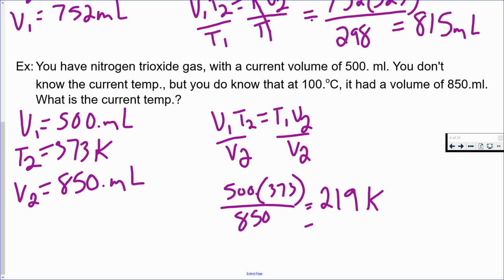If you were ever asked to find it in Celsius, all you'd have to do is then subtract 273 from it. This is going to give you a negative 54 degrees Celsius. And that is a very large jump from 100 degrees Celsius to negative 54, or vice versa.